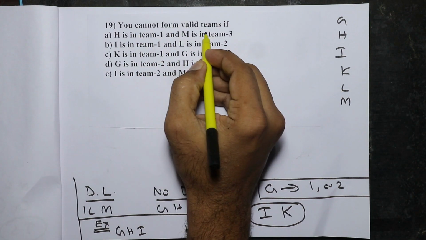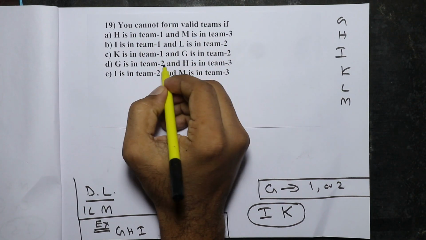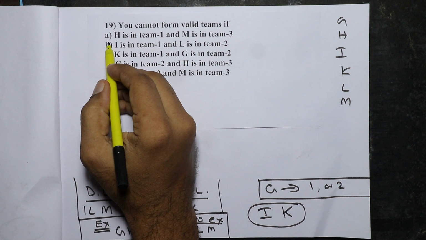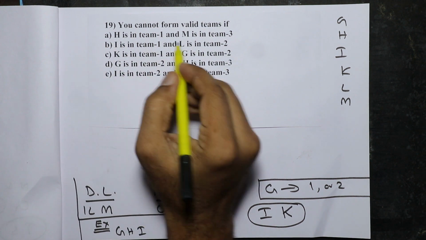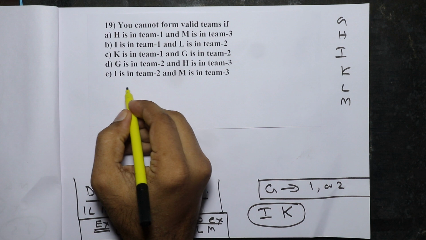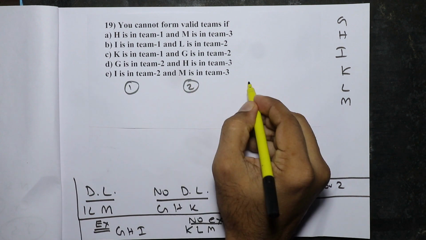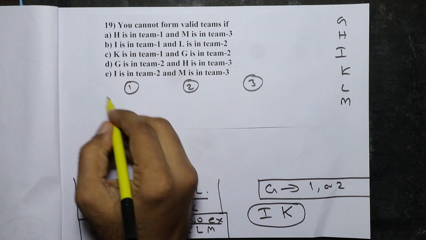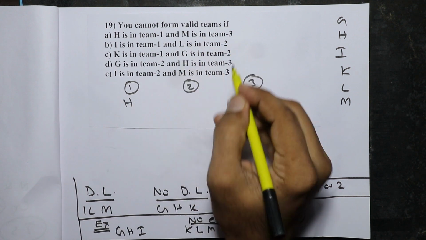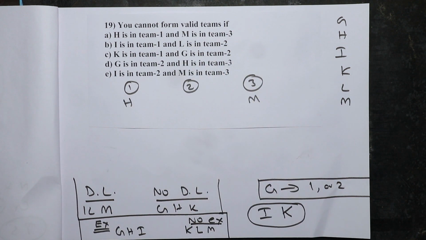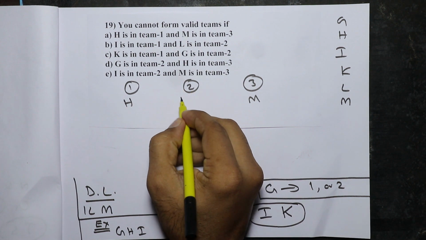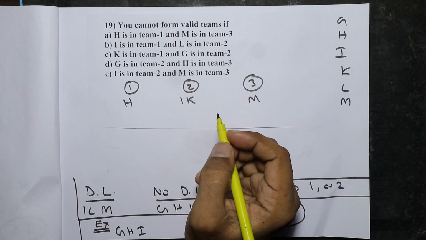You cannot form valid teams under what condition? Now let us look at option A. H is in team 1 and M is in team 3. So team 1, 2 and 3. H is in team 1 and M is in team 3. Now one team is I and K. So that has to be team 2. So team 2 will be I and K.